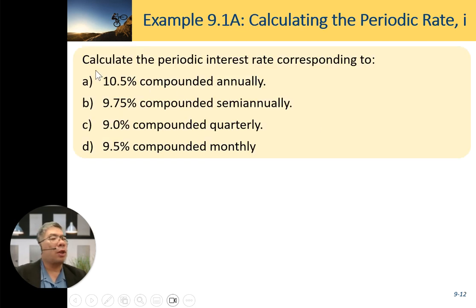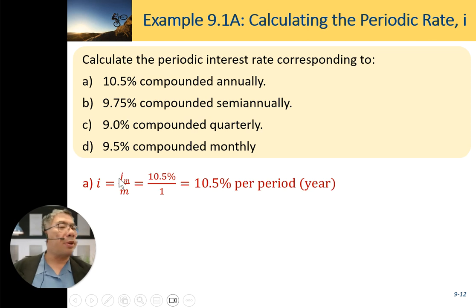So when you calculate here, exactly how are you going to calculate 10.5? We're going to look at this step by step, from A, B, C, D. A is i, which is J divided by M. 10 divided by 1 gives 10.5. Okay, i is 10.5. Annually, the 10 is coming from here, and annual is coming from there.